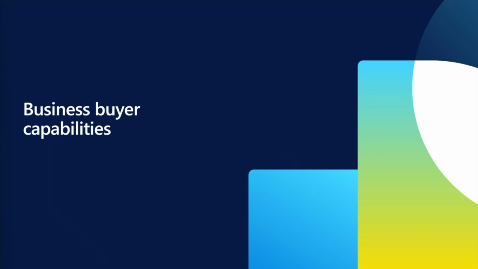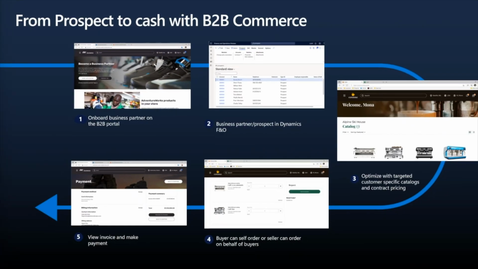So with this, I think this completes the setup scenarios and any important backend capabilities that you would need to understand what is happening on the B2B side and how things are working. Let's take a look, at a very high level, at what the business buyer sees and what capabilities we are offering. B2B e-commerce enables the entire prospect to cash business process for you.